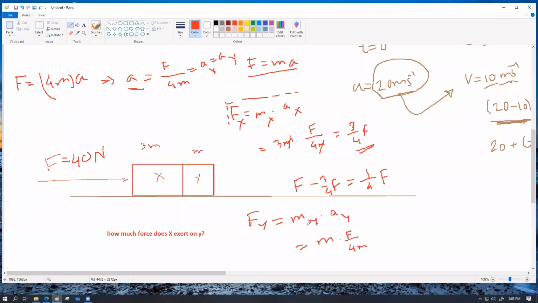I'm just replacing values over here. This is replaced as this one from the figure, mass of the y, and acceleration of y was replaced from this part over here. So how much do you get? M and m cross out each other. You get 1/4 of it, right?